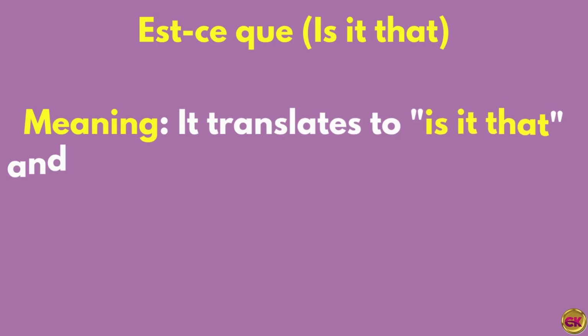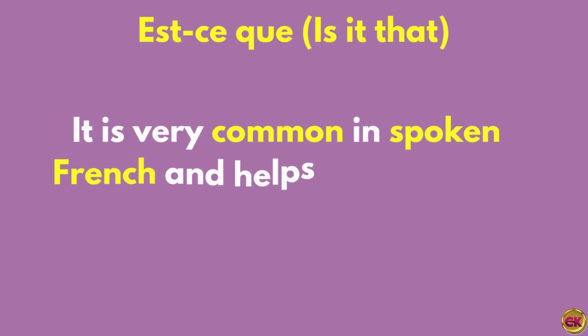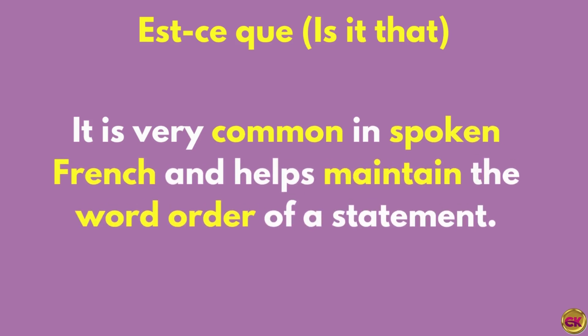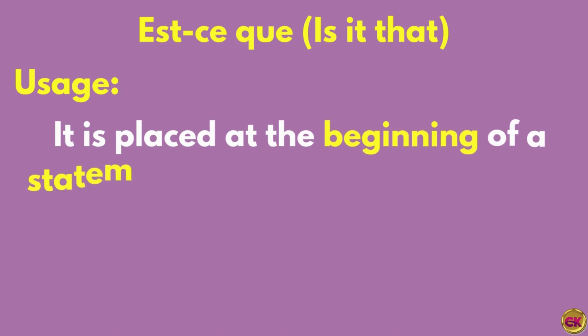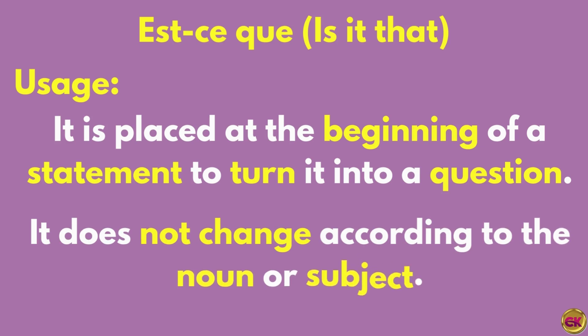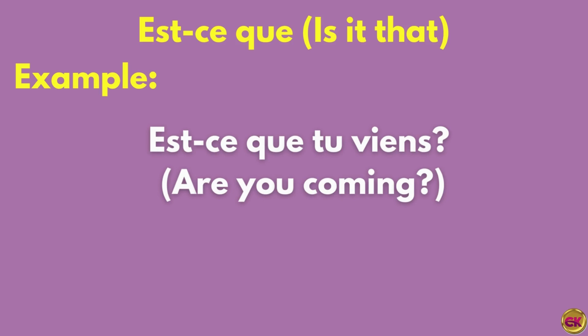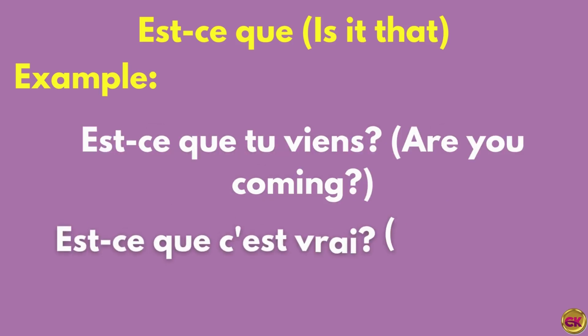Est-ce que means "is it that" and is used to form yes-no questions. It is very common in spoken French and helps maintain the word order of a statement. Usage: it is placed at the beginning of a statement to turn it into a question. It does not change according to the noun or subject. Example: est-ce que tu viens, are you coming? Est-ce que c'est vrai, is it true?